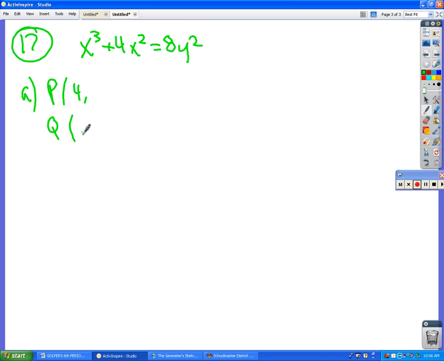I know the x coordinates. You do? They're 4. Find P and Q. So how do I find the y coordinates?